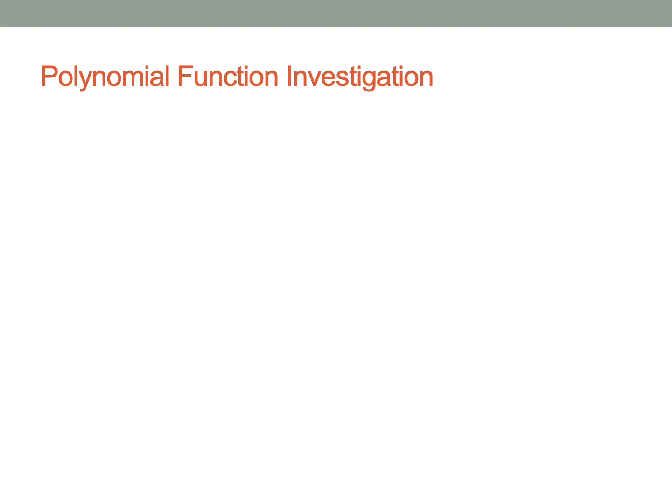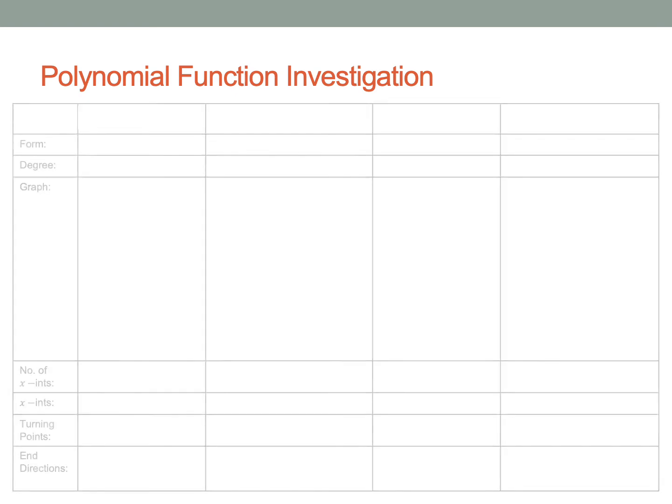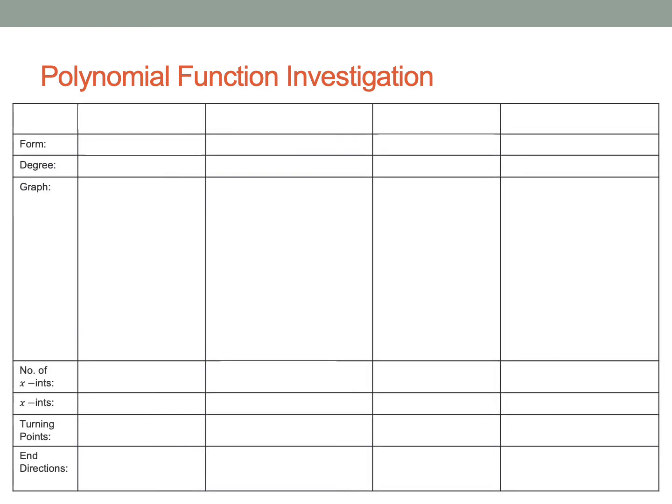Okay, let's look at some. We're going to look at 8 different functions, and we're going to look at what their form is, what their degree is, what their graph is, and then the number of x-intercepts, what they are, turning points, and directions. Just see if we can come up with some kind of summary of what all that stuff means. So this first function is x minus 2 times x plus 5 squared.